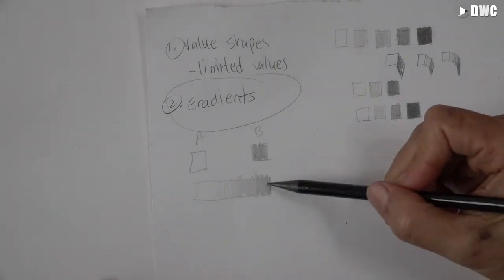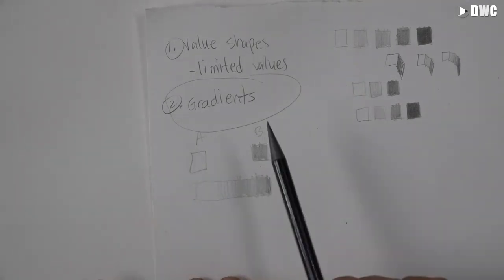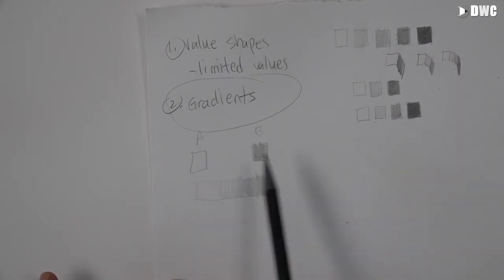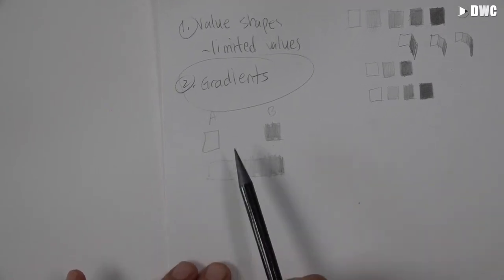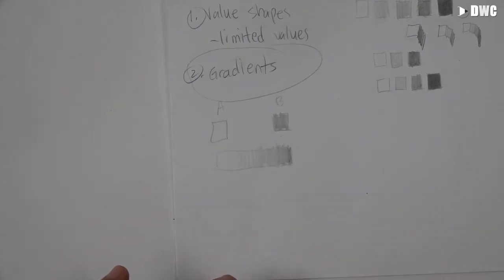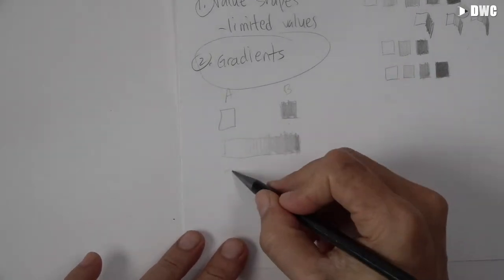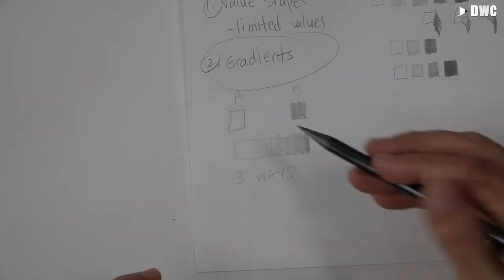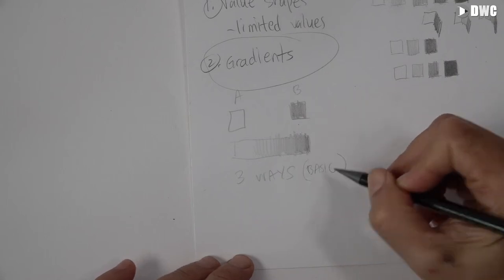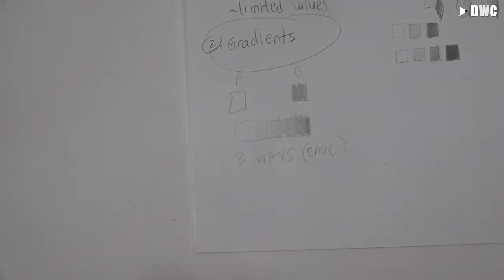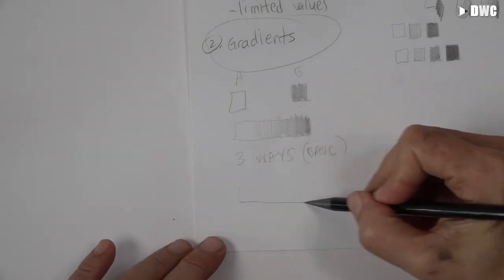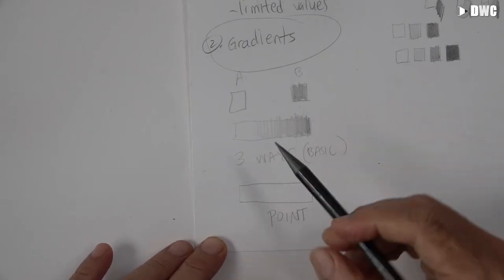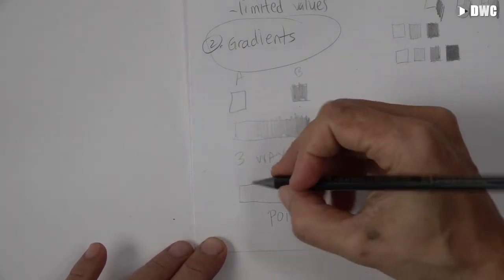No, there's more. So really, a gradient is A to B. We need to get from a lighter thing to a darker thing, or vice versa. We can go the opposite way. Let's talk about light to dark. Now, there are three basic ways to get there. One, you want to get A to B. One way is with the point of your pencil, and this is called hatching.